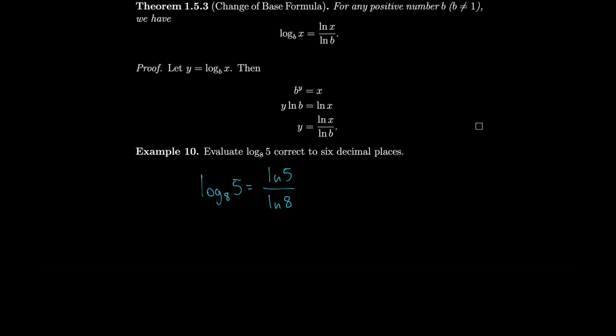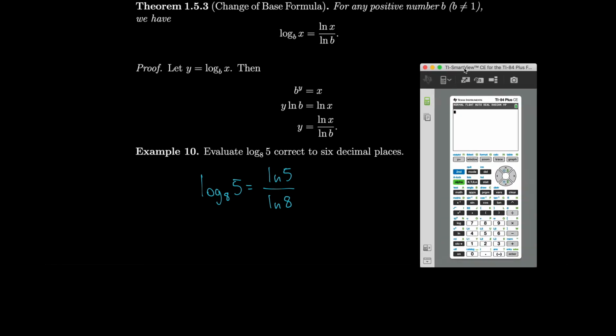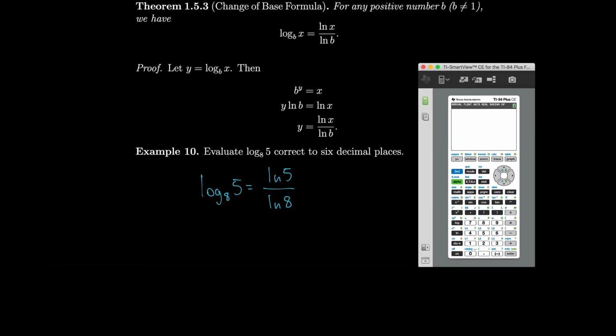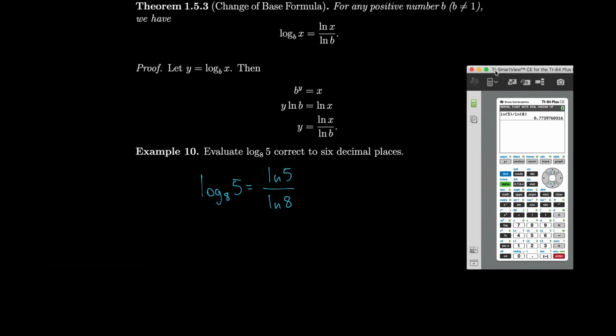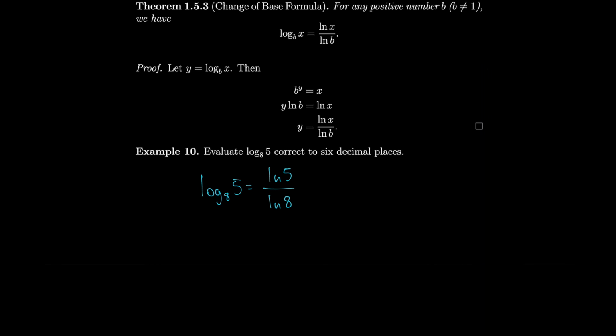Using our handy dandy calculator emulator, we can just do ln 5 divided by ln of 8. Okay, so we want this to 6 decimal places. So it looks like it's about 0.773976.